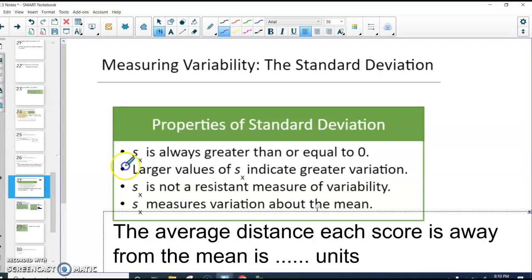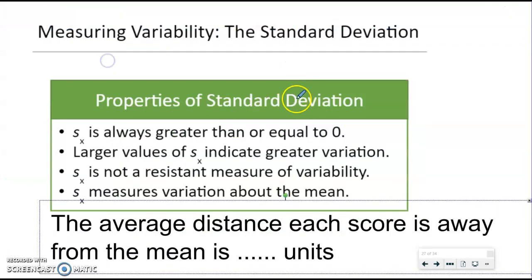Now, when I look at standard deviation, there are some properties that go along with it. S of x, or the standard deviation, will always be greater than or equal to 0. I could have a standard deviation of 0. If that is the case, then there is no distance of each score away from the mean. So that means that all the scores are the mean. That's what that's telling us. The larger that standard deviation is, the more spread out my data is.